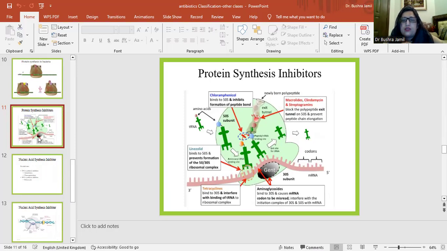Okay, which is the very first step. It interferes with the binding of transfer RNA to the ribosome, meaning it intervenes in the translation process at the A site, where the transfer RNA enters and binds to the codon. So it interferes with protein synthesis at the very first step. Then aminoglycoside also binds to 30S and causes the mRNA codon to be misread.